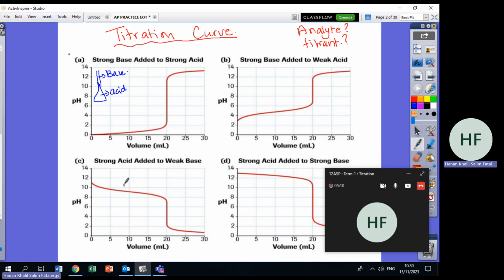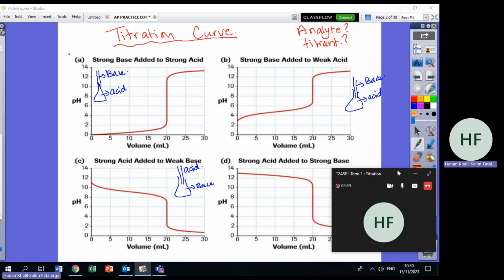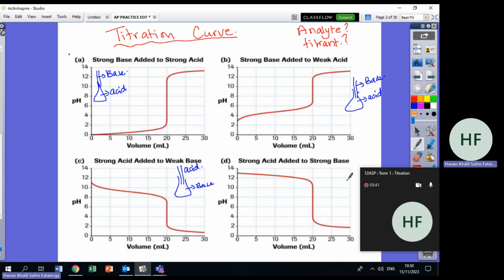Now, if you look here, this graph starts at 11. This means that the substance that is here is a base. We start with the base. In the beginning, I have only base. Now I will start adding to it what? Acid. Similarly, if we look here, we start at a pH of 3. This means this substance here is acid. We are starting with acid and then we are adding to it base. And here we are starting with a pH of 13. This means that the substance here is a base and I'm adding to it acid.